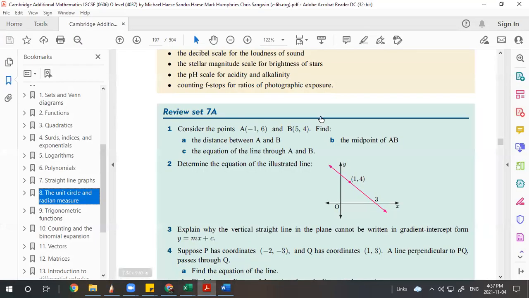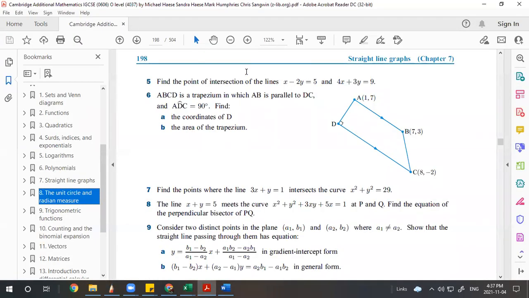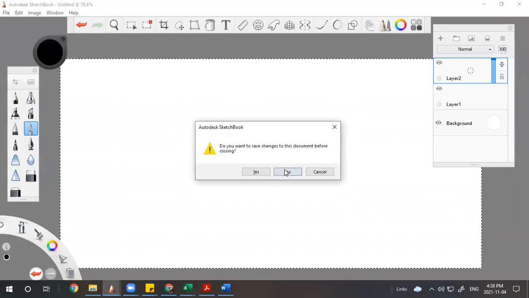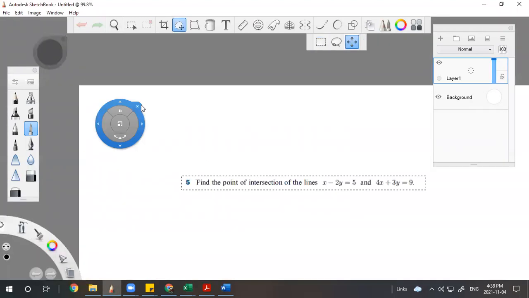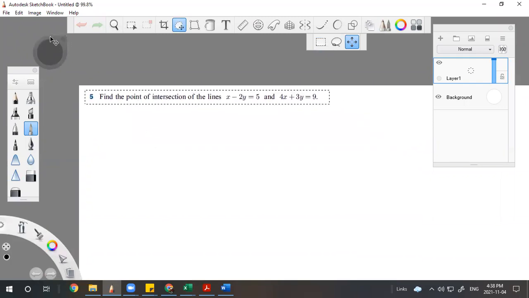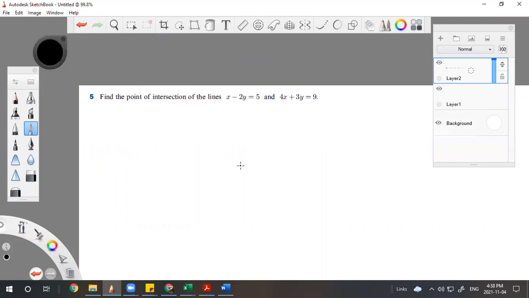Next, number 5, the point of intersection. This is the new topic for you. Okay, number 5. Find the intersection of the lines. How do you calculate the point of intersection? You can use either elimination or substitution that you already learned in your previous years of junior high school, secondary school.